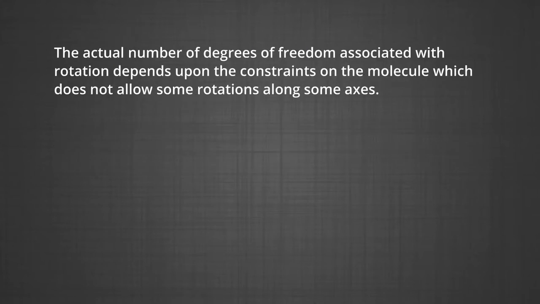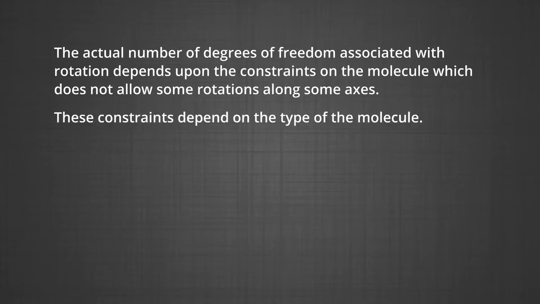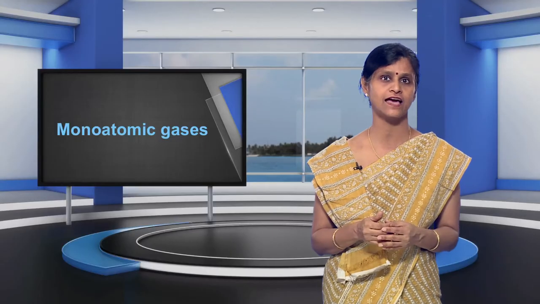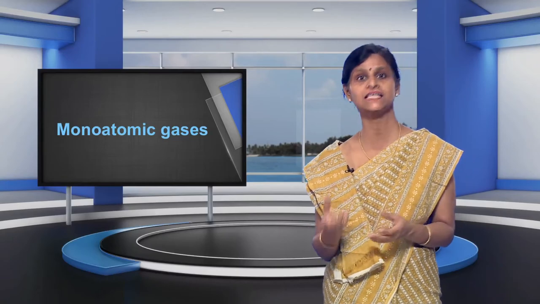The actual number of degrees of freedom associated with rotation depends upon the constraints on the molecule, which do not allow some rotations along some axis. These constraints depend upon the type of the molecule. Now, let us look at monoatomic gases.